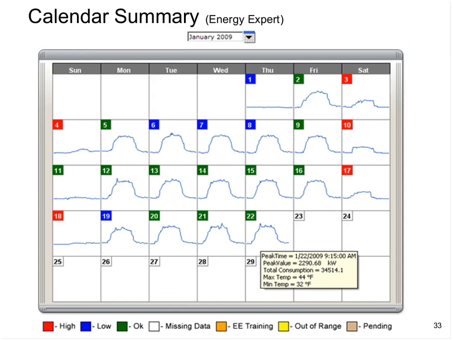However, one good thing about this is it tells you, just by hovering over it with your mouse, your peak time, January 1st, 2009, 9:15 a.m. Your peak value, 2290.68 kW. Your total consumption in kilowatt hours, 34,514.1. Your maximum temperature at 44 degrees Fahrenheit, and your minimum temperature is 32 degrees Fahrenheit. This is very helpful, especially if your operation is weather dependent, and it's a good indicator.